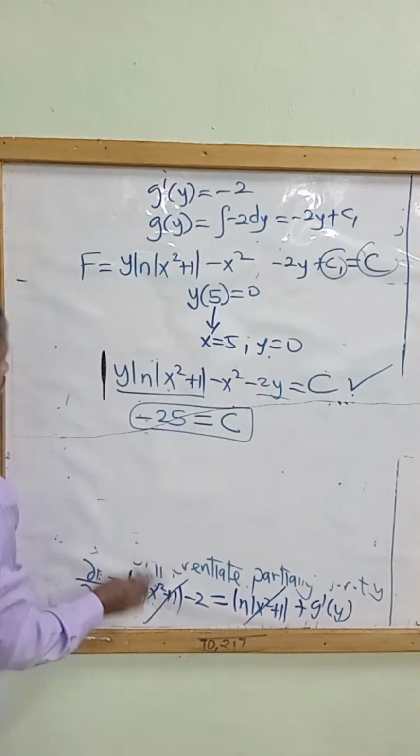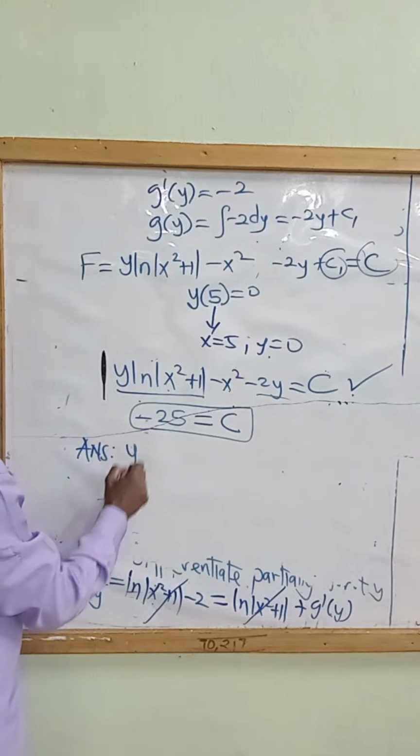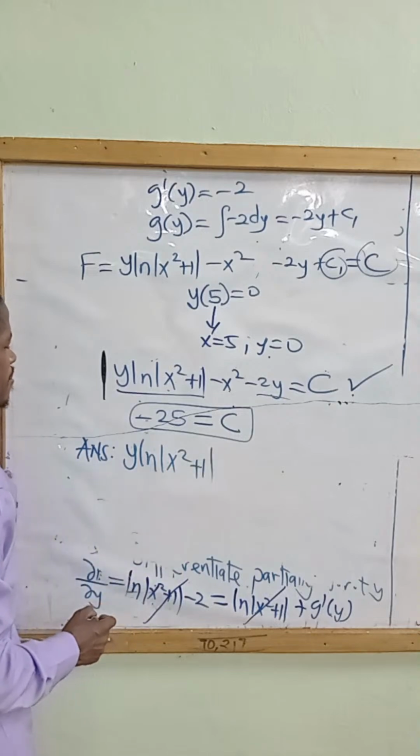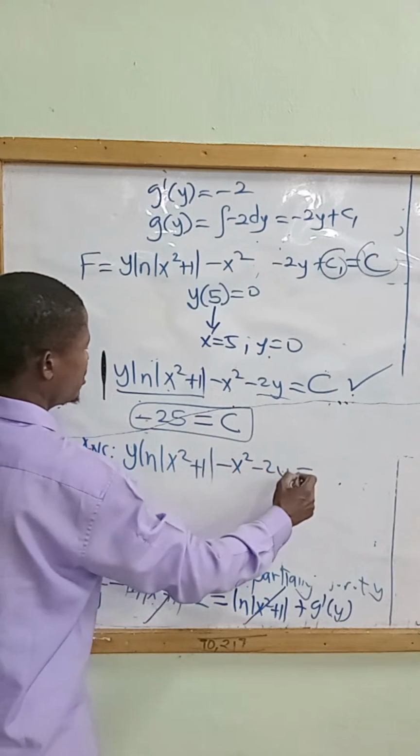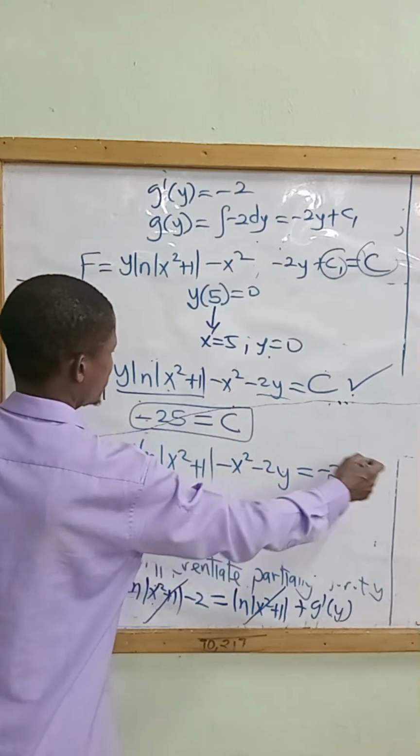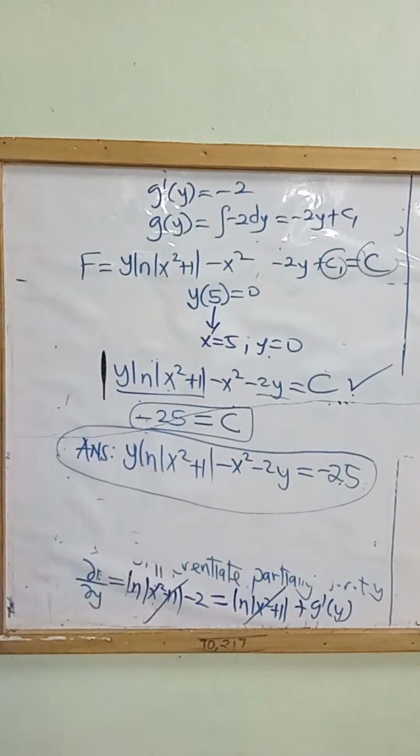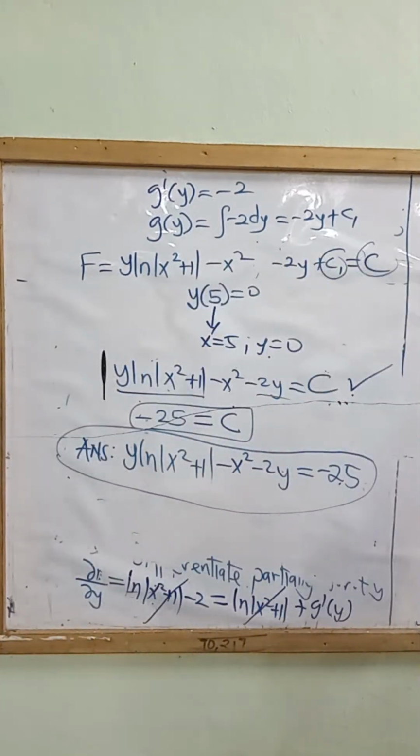Come back, plug in your C. The final conclusion is equal to this one: plus 1 minus x squared minus 2y equal to minus 25. And that is the answer to that question, and that is the final conclusion to that solution.